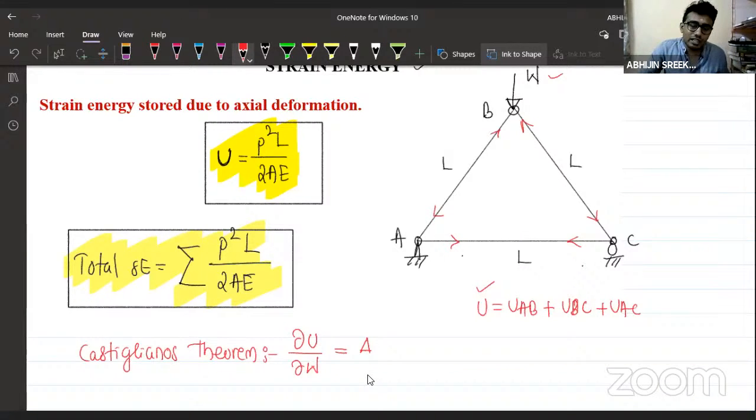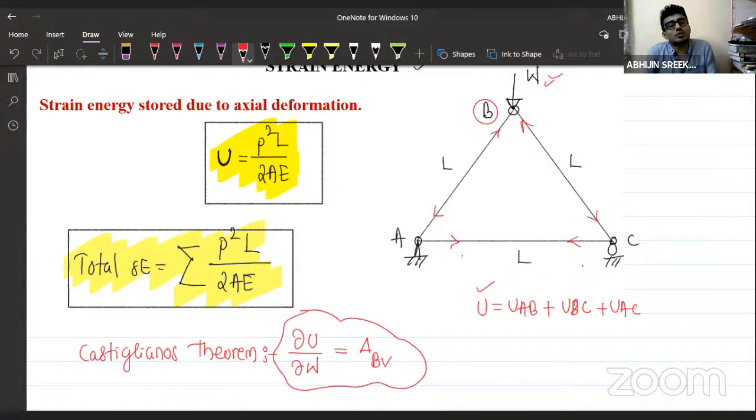Here, if I have taken that partial derivative with respect to W, W is acting at the point B, which means this will give you the delta value at the point B. As W is acting in the vertical direction, it will give you the vertical displacement of the joint B. That's the meaning of it. So this is how strain energy is going to be helpful for us in the analysis of stresses.